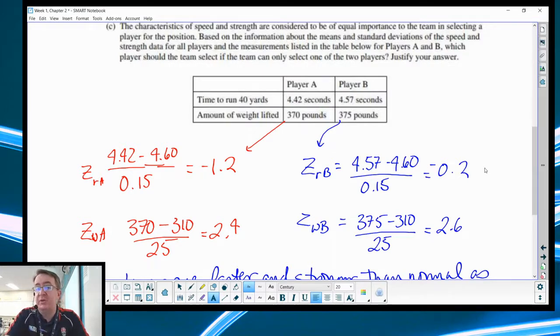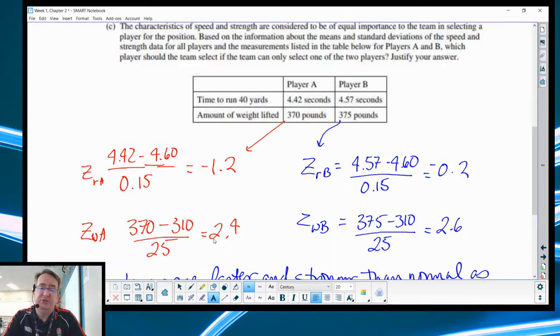So they're both faster than 50% of the people. For the weightlifting, the first player got 2.4 and the second person got 2.6. So they're both much stronger than your average player. Now when it comes down to who you're going to pick and justify, what are you going to say?